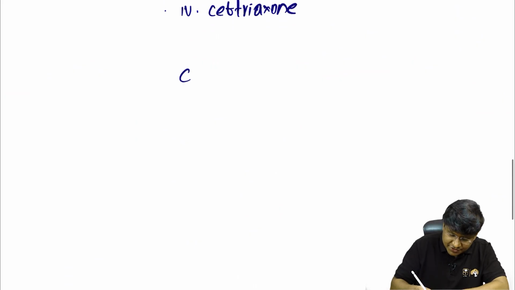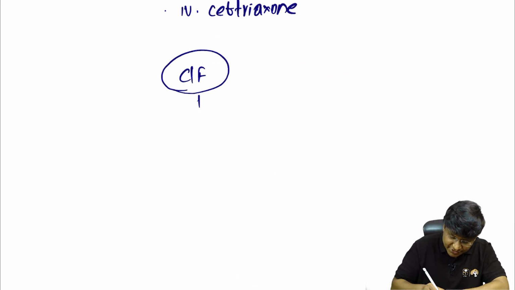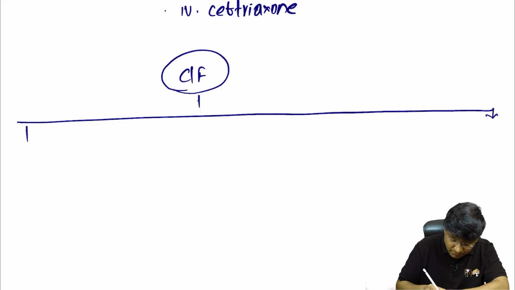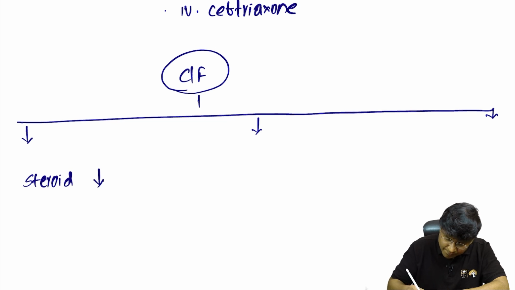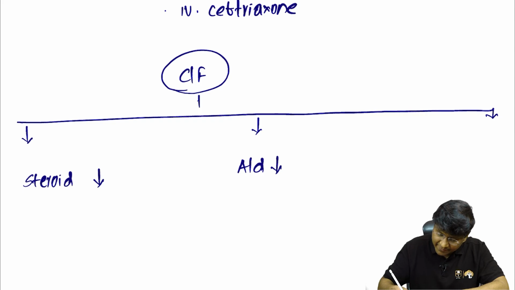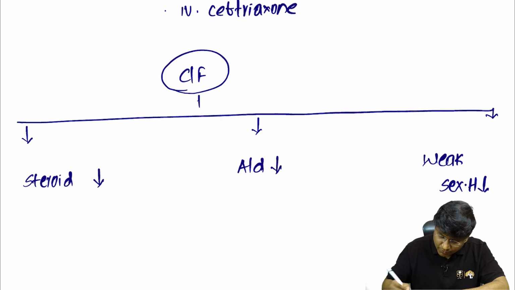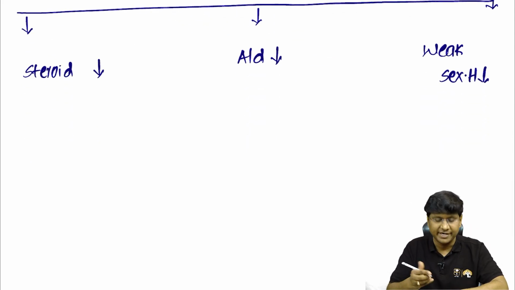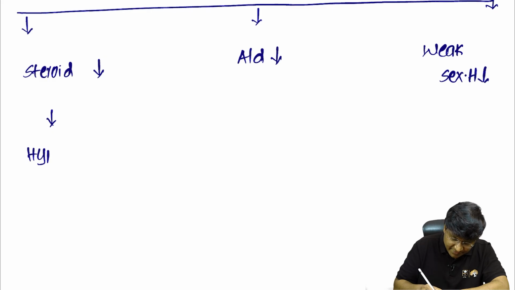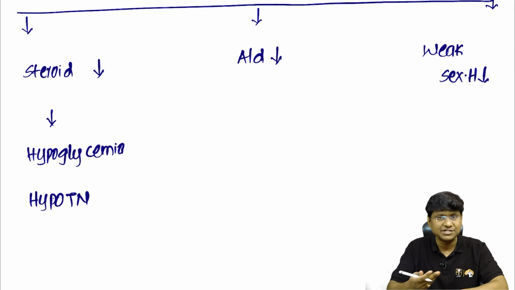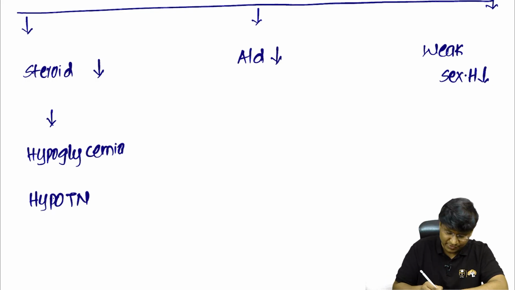And if you take the clinical features in case of Addison's, they're mainly due to the steroid deficiency, the aldosterone deficiency, and the weak sex hormone deficiency, right? Now, if you take the clinical features due to steroid deficiency, that includes hypoglycemia, and these patients due to steroid deficiency will also have hypotension. So both hypotension and postural hypotension can be there in these individuals, and these patients will have fatigue.